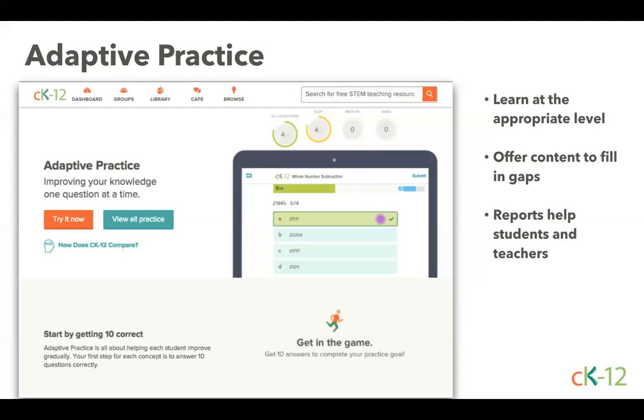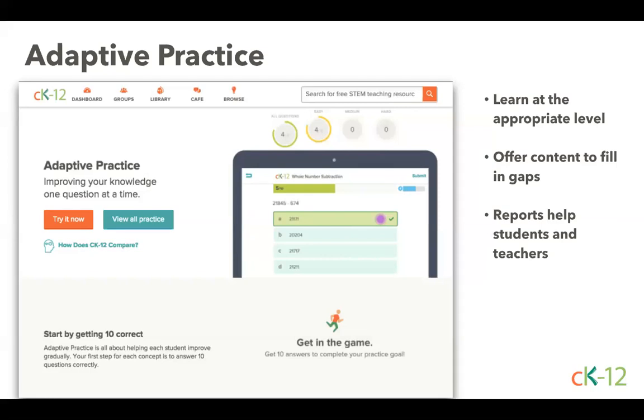Next, it offers content to fill in your gaps. So when you don't understand something, it'll tell you like 89% of students did better after they watched this video. 70% of students did better after they do this interactive. So this is intervention in a way that you could never do if you have 150 students. Let CK-12's machine learning and really rich content help your students fill in those gaps. Finally, there are reports to help both the students and teachers understand what the progress was. How many questions they answered, how much time was spent, what level the questions were, and which questions they missed.